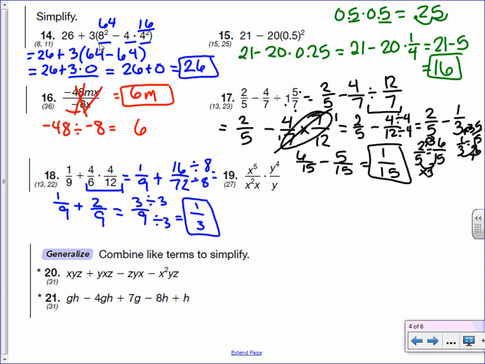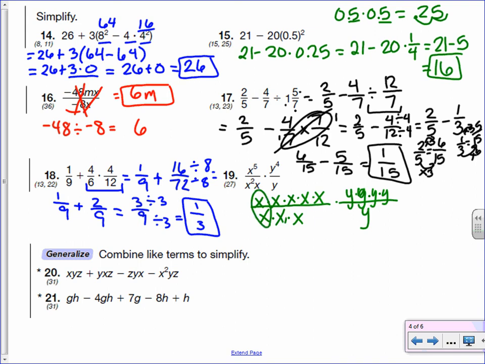And then in 19, we can write out what this actually means. So on top we have x times x times x times x times x, 5 times, over x times x, which is x squared times that extra x. And then in the second fraction we have 1, 2, 3, 4 y's over 1 y.